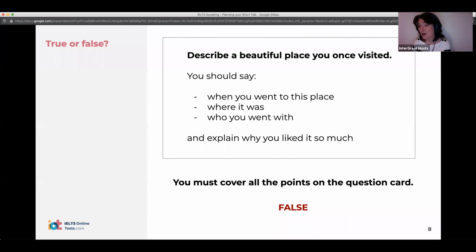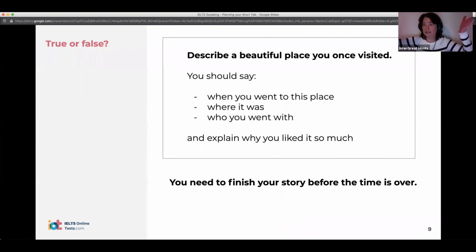Yeah, so it's a starting point. You don't have to do this like a task. We'll look at how you add more as we go through, okay? You need to finish your story before the time is over. So you need to have a kind of complete answer, as it were, okay?